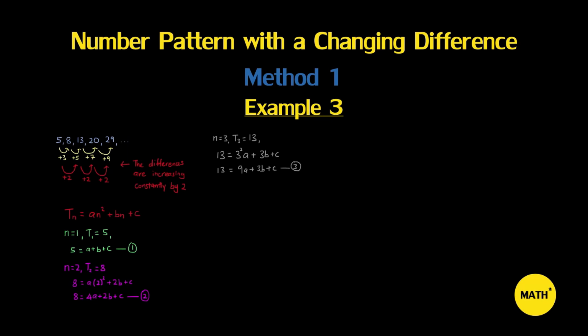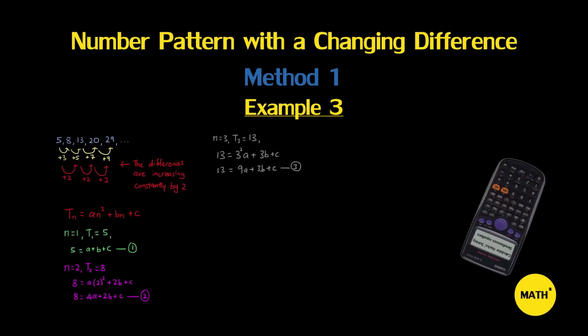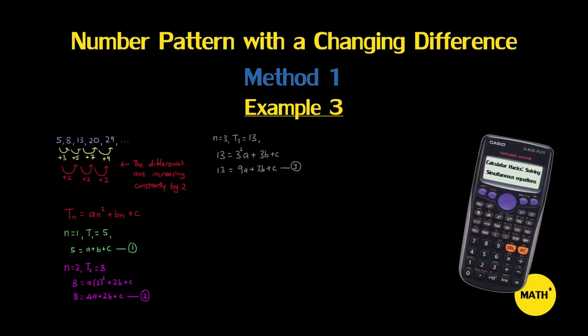Although these simultaneous equations look daunting, you can actually use your scientific calculator to solve them. You can learn how by checking out my other video. Nevertheless, we can still solve these simultaneous equations manually using the elimination method. You can use the substitution method as well, but I personally think the elimination method is a faster and simpler method in this case. By subtracting equation 1 from equation 2, we will get 3a plus b equals 3, and we label this as equation 4.